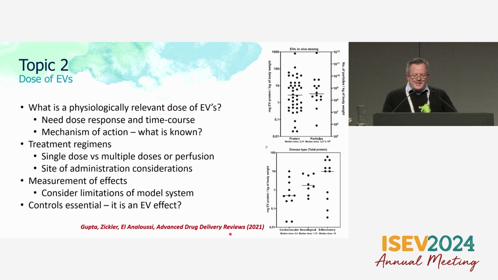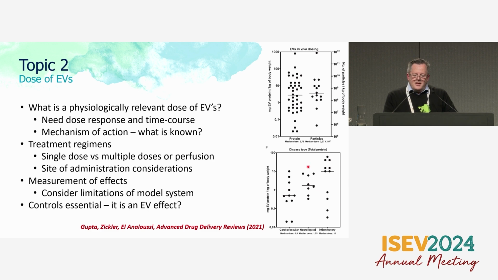And these two figures come from a really nice review from a few years ago, which shows the range of doses. They surveyed 50 EV papers that were applying EVs in functional assays, and they found you could get doses from 0.1 milligram of EV protein per kilogram of body weight, right up to a gram of EV protein per kilogram of body weight. So there's no correct dose that you can use. You can see there's a massive, massive variability here.